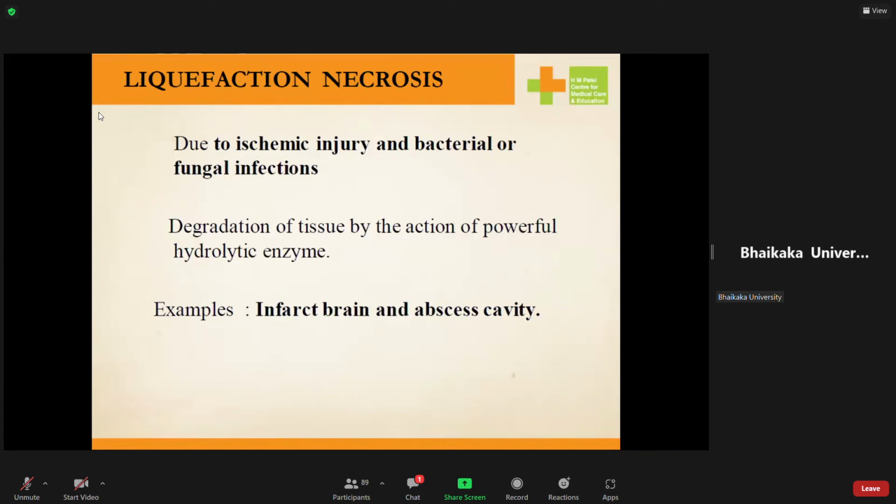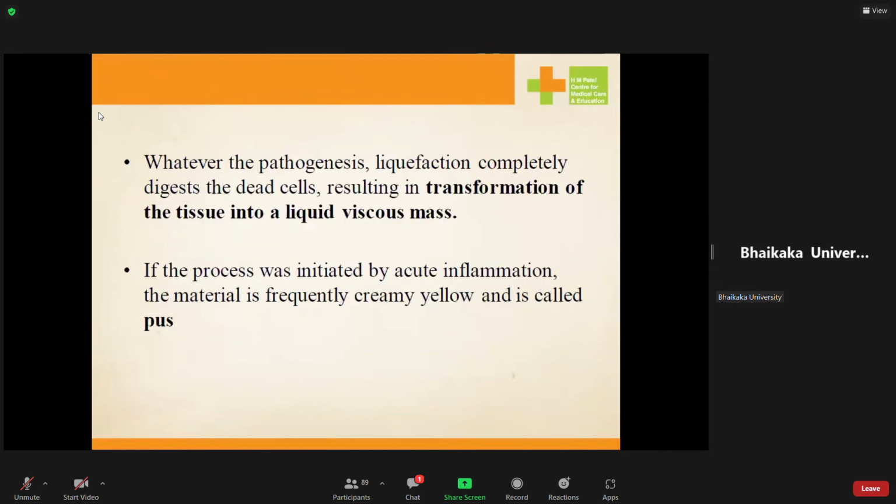Now the second is liquefactive necrosis. Now it is clear that coagulative necrosis occurs due to the loss of blood supply or partial loss of blood supply. Now liquefactive necrosis occurs due to ischemic injury as well as due to bacterial or fungal infection. Okay, in which there is degradation of the tissue by the action of powerful hydrolytic enzymes. And the most common example is the infarction of the brain or the abscess cavity.